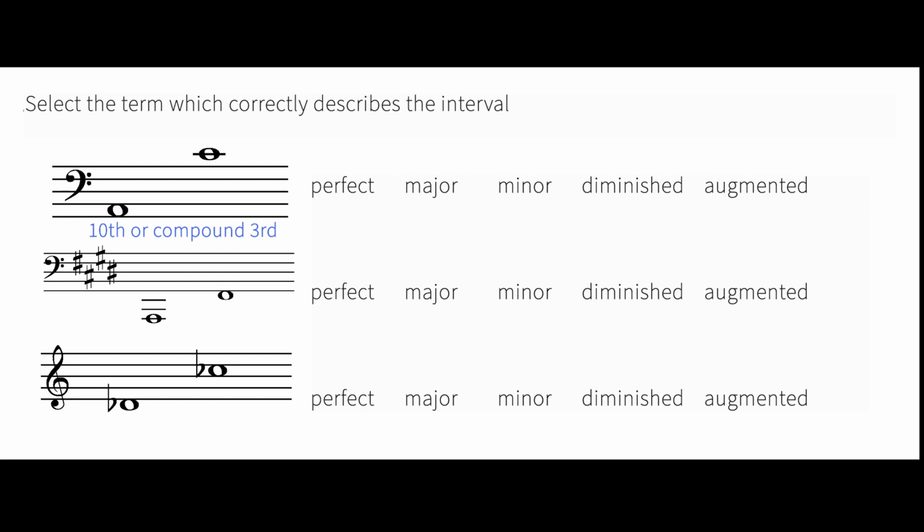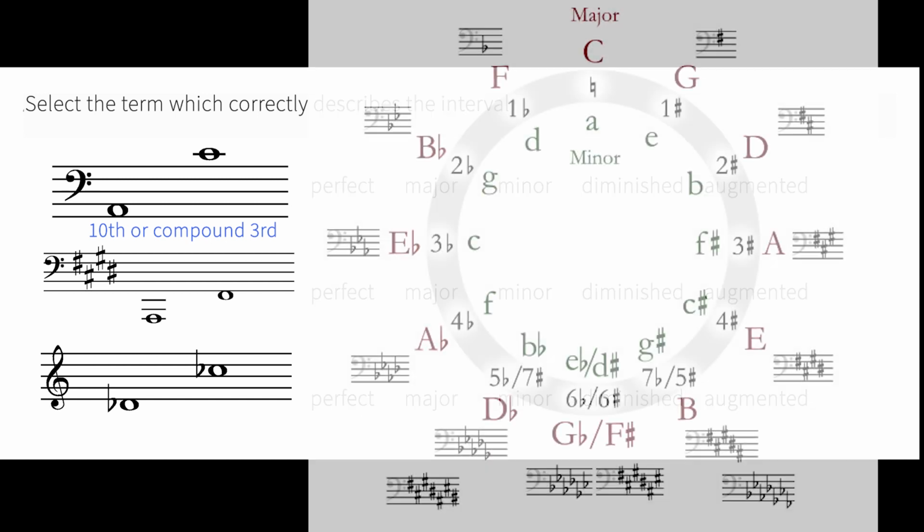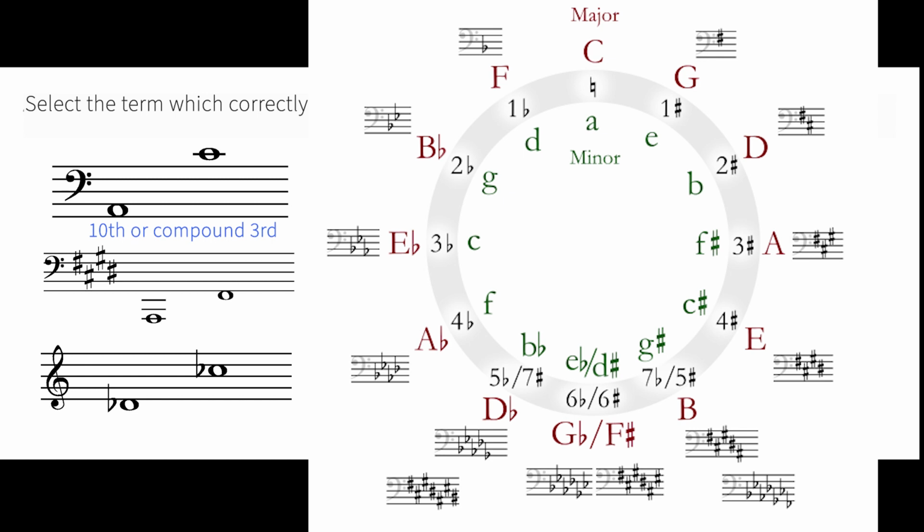And thirds we know could be major, minor, diminished, and augmented. We don't have perfect thirds. So let's have a look at our circle of fifths. In the key of the lower note, which is A, so in A major, do we have a C natural? Well, let's have a look. No, we've got a C sharp in the key of A major. So that means that we don't have a major third.